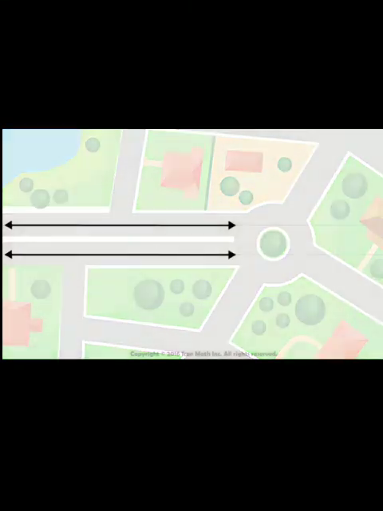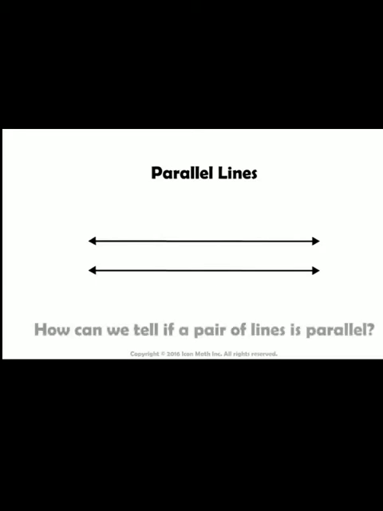Let's go back to our image. Now what about those two cars? The lines representing their movement don't appear to intersect at any point, even if we keep going. A pair of lines that don't intersect at any point is called parallel lines. But how can we tell if a pair of lines is parallel, especially since lines go on forever? Well, there is a way to check.